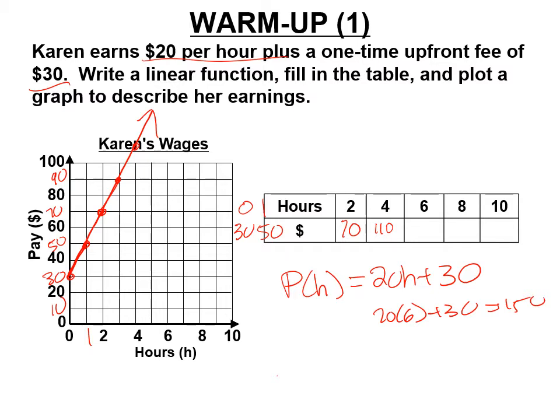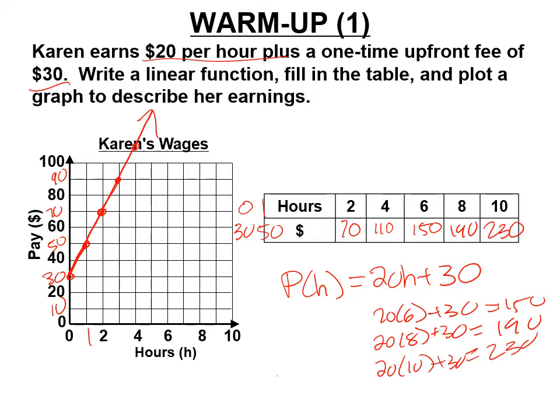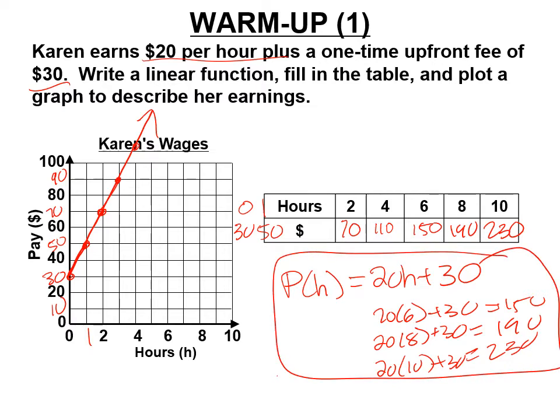We're going up by 40. Going up 20 for 1 hour, 40 for 2. 20 times 8 plus 30, and so that's 160 plus 30, 190. And then 20 times 10 is 200 plus 30 is 230. All right. So please, you can always fill in the table using the equation. If you can read them off the graph really easily, yes, you can do it that way. But I intentionally made this tricky. You've got to make sure you understand that they don't always go up 0, 1, 2, 3, 4.